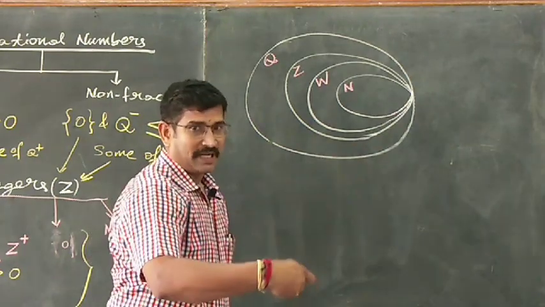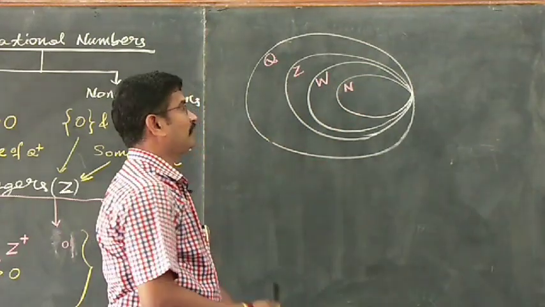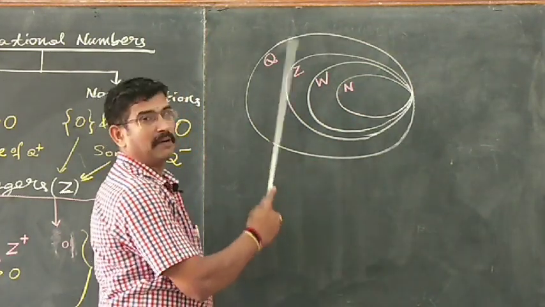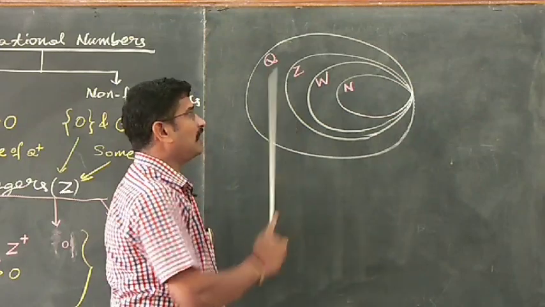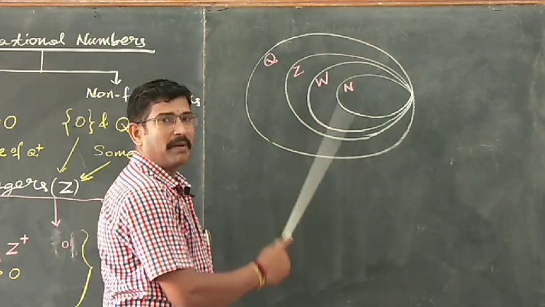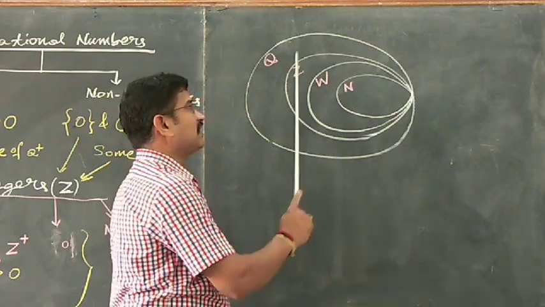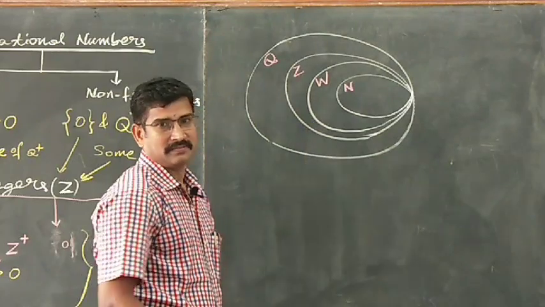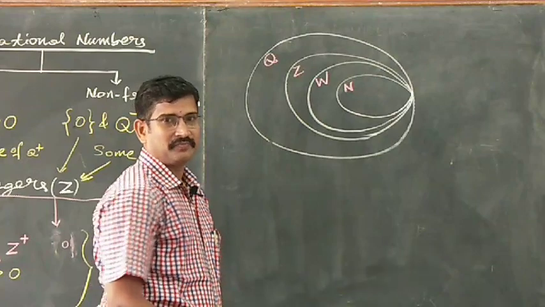I will show you that after this. At the end of this, I will show you fractions. So, integers are part of the rational numbers. That means all integers are rational numbers. Then, whole numbers are part of the integers. That means the integer set includes whole numbers, or all the whole numbers are integers.